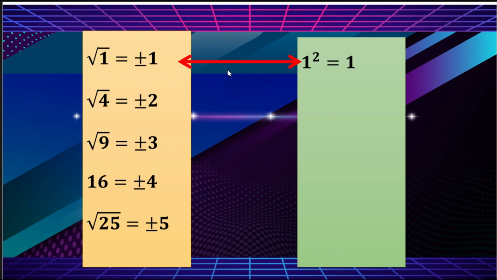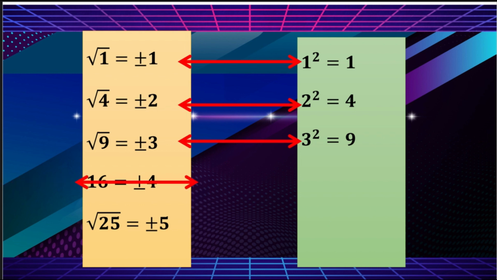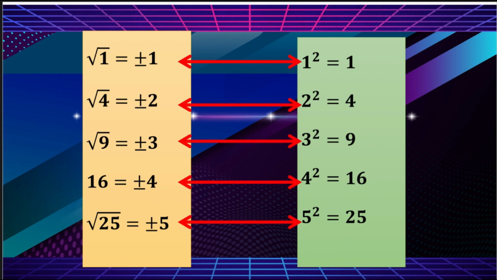1 square is 1. Next, 2 square is 4. So to check whether your answer is correct, you can do the reverse. So 1, is my answer 1 correct? Okay, let's check. 1 square is 1, so correct. 2 square is 4. Next, 3 square is 9. So meaning your answer 3 is correct by squaring the number. Next, 4 square is 16 and 5 square is 25.